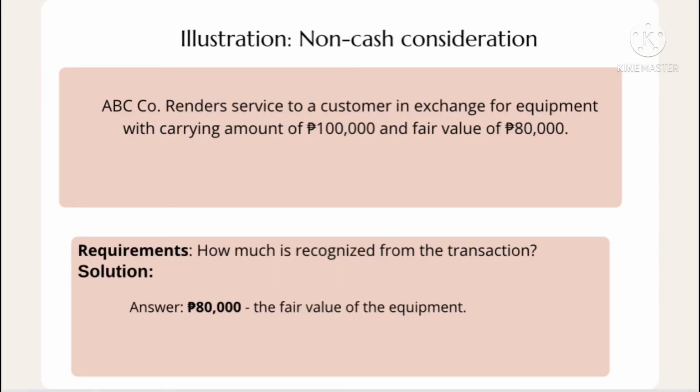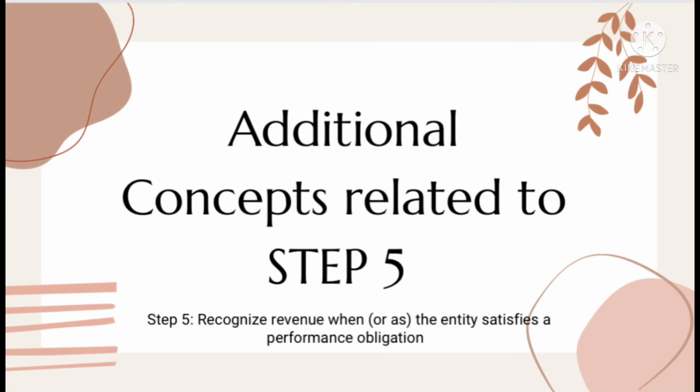Illustration of non-cash consideration. ABC Company renders service to a customer in exchange for equipment with a carrying amount of 100,000 and fair value of 80,000. How much revenue is recognized from the transaction? Answer is 80,000 pesos, the fair value of the equipment. If the fair value of the equipment is not available, the revenue will be measured at the selling price of the service rendered. Additional concepts related to Step 5.